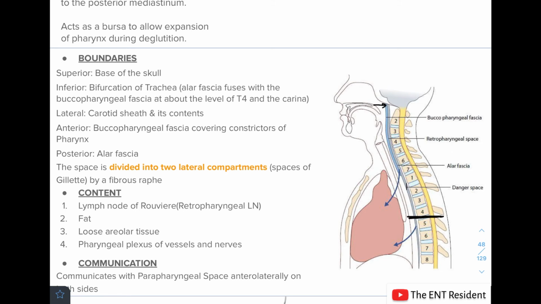Anteriorly lies the buccopharyngeal fascia covering the constrictors of the pharynx. Posteriorly lies the alar fascia. You see, this is the alar fascia and this is the buccopharyngeal fascia. This space is divided into two lateral compartments known as the spaces of Gillette by a fibrous raphe. The contents of this space are the lymph nodes of Rouviere, also known as the retropharyngeal lymph nodes, fat, loose areolar tissue, and the pharyngeal plexus of vessels and nerves, and it communicates with the parapharyngeal spaces anterolaterally on both sides.